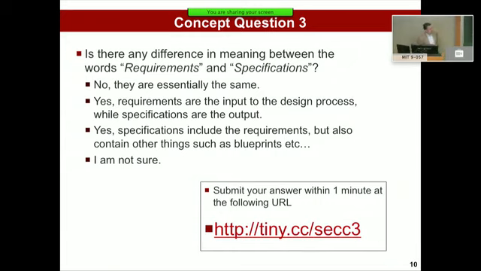As far as these URLs for the concept questions are concerned, I went to all lowercase. Hopefully that's a little easier. So SECC3, tiny.cc, SECC3. What do you think? Requirements and specifications: same thing or not?